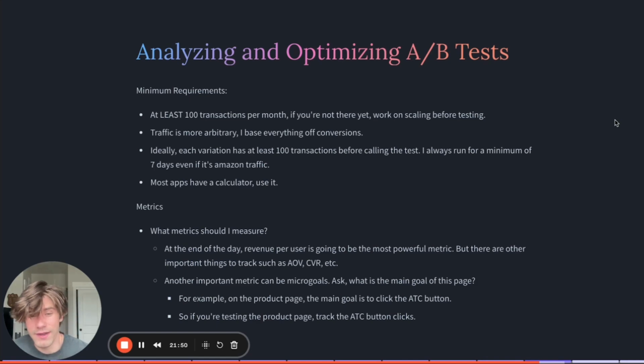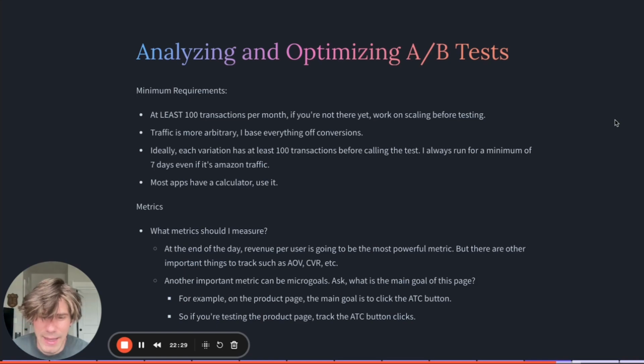Ideally, what you want is each variation to have at least 100 transactions before calling the test. That's kind of a bare minimum that I always shoot for. Which means if you want to run one test a month, you want about 200 sessions or 200 transactions a month that funnel through that page. Okay. Now, you can run tests for 2 months, 3 months. If you're not quite there yet, you can run them for longer. But yeah, you want to make sure you run them for long enough to make sure that each variation has about 100 transactions at least, ideally more, to make sure they're legit and significant.